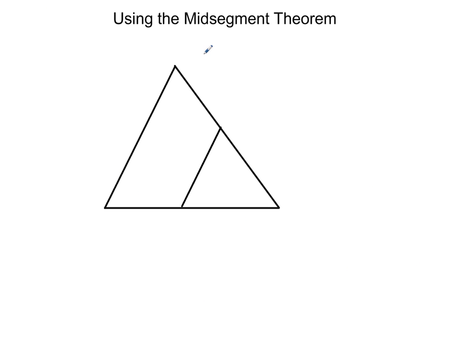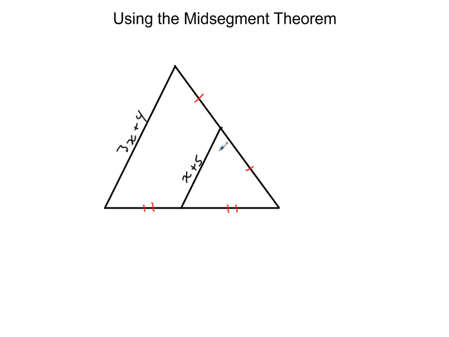So here we have a triangle. Let's say that this part's congruent to this part's congruent to this part. And then they tell us that this segment right here is x plus 5, and this segment right here is 3x plus 4. Now, since we know that these two parts are congruent, we know this is a midpoint. Since these two parts are congruent, we know this is a midpoint. So this segment right here connects two midpoints, which means it is a midsegment.